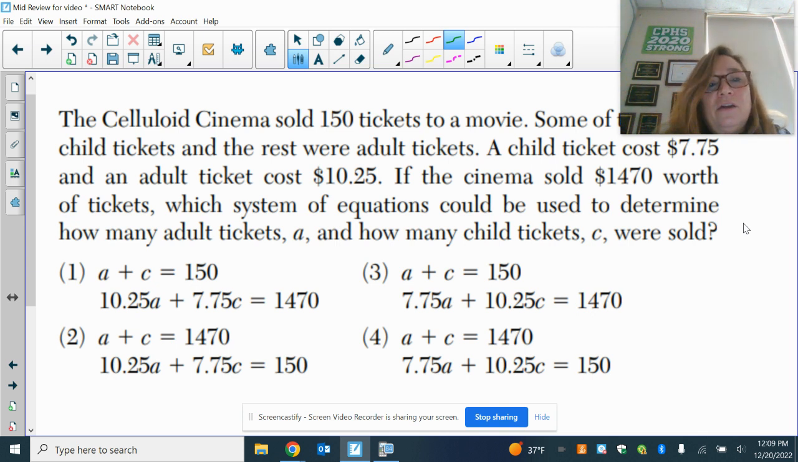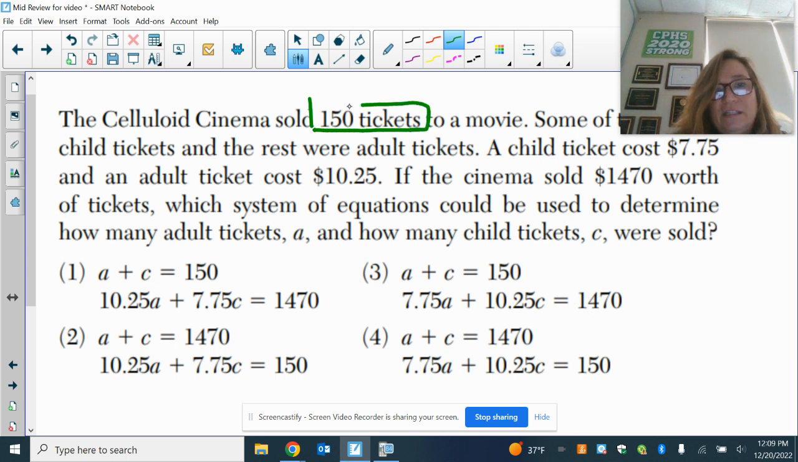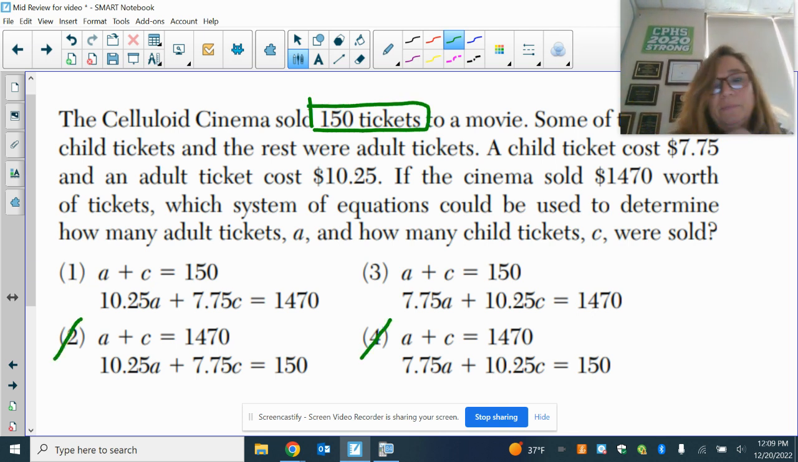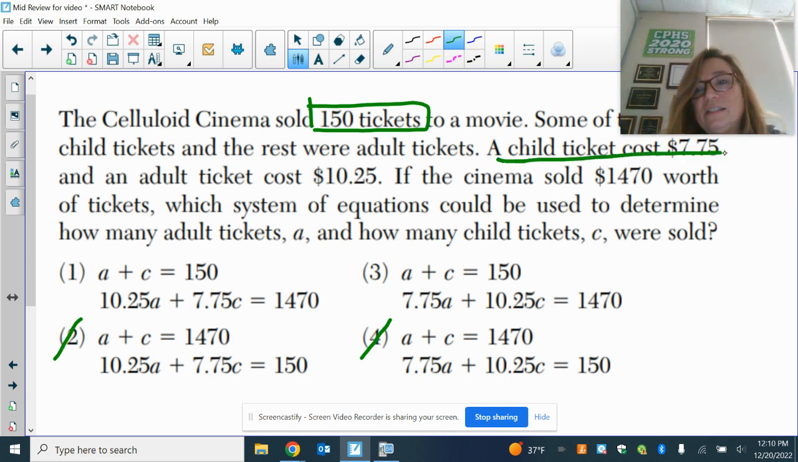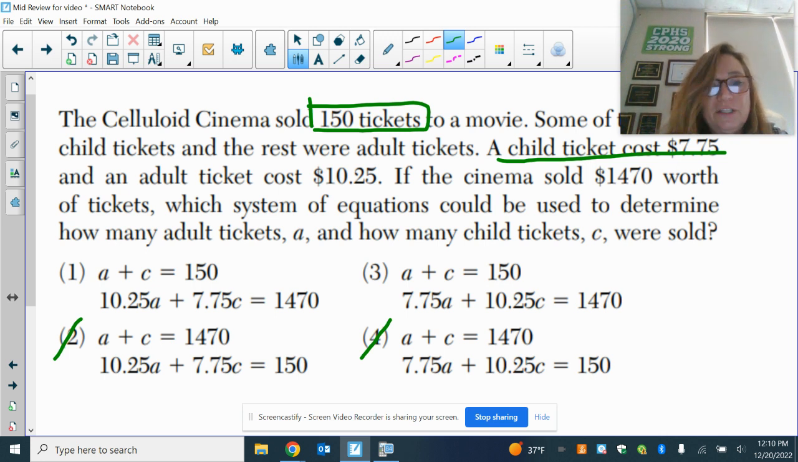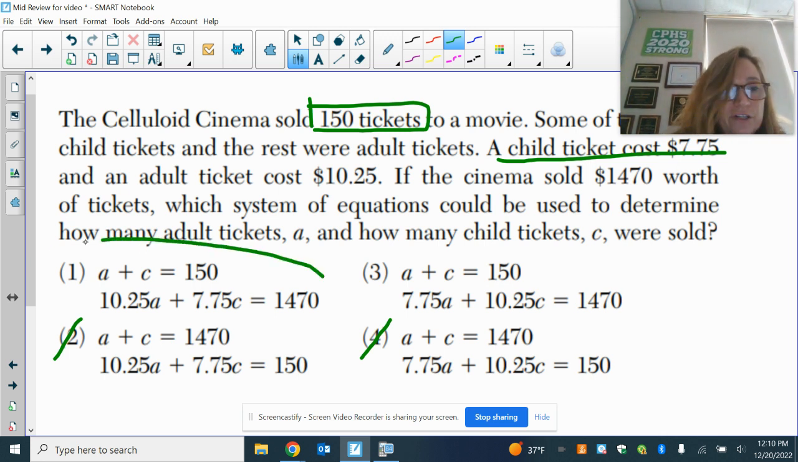All right, the Celluloid Cinema sold a total of 150 tickets. So the 150 tickets would be either 1 or 3 because the number of tickets plus the number of tickets is not going to equal money. The number of tickets plus the number of tickets is going to equal the number of tickets. A child's ticket is $7.75. So $7.75 for a child's ticket.